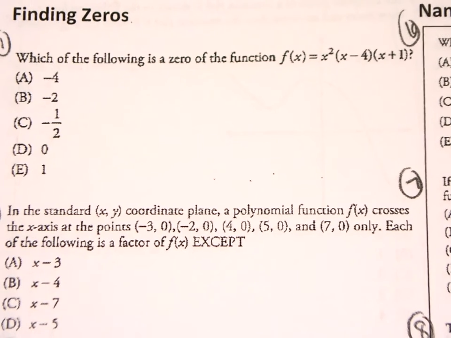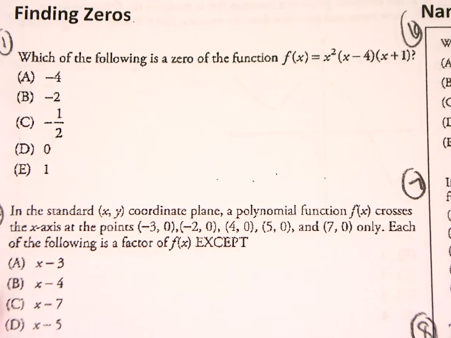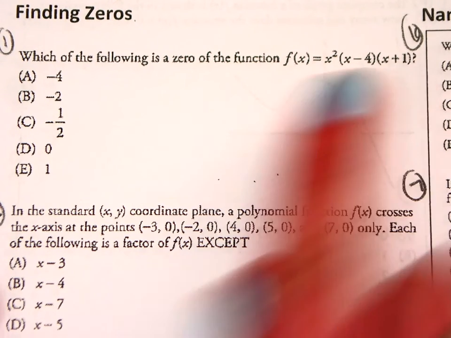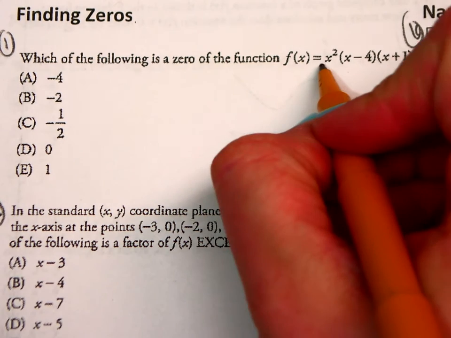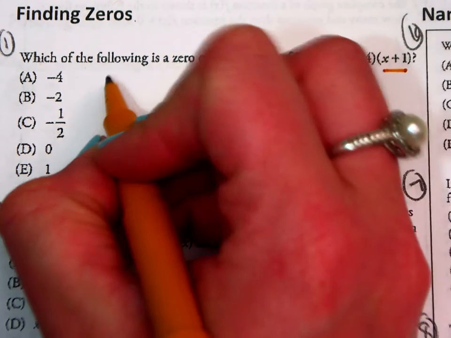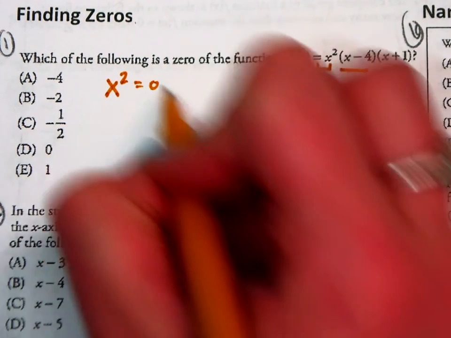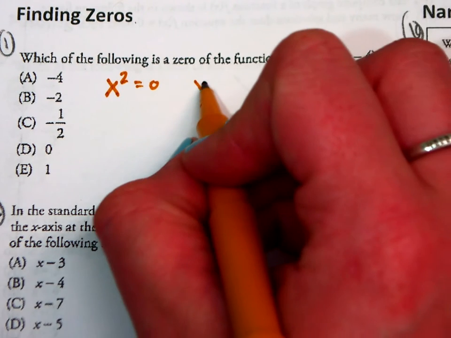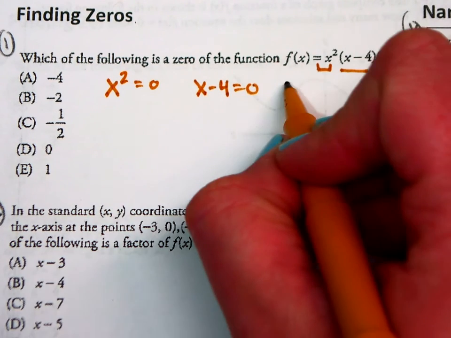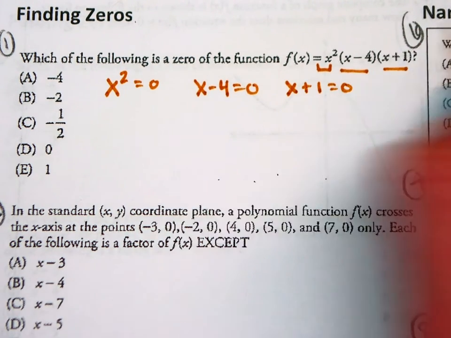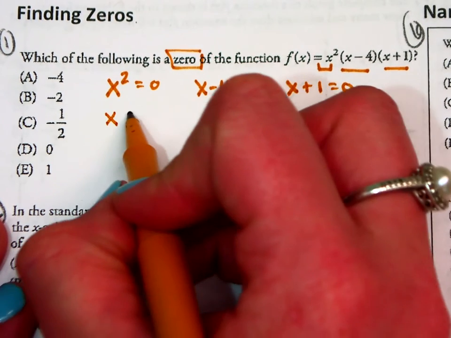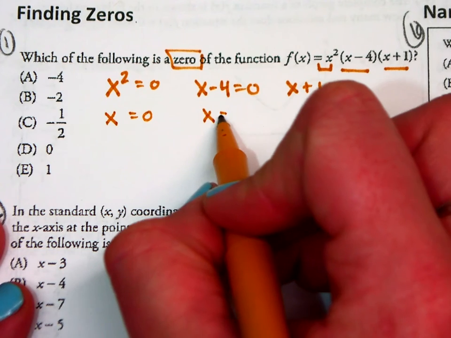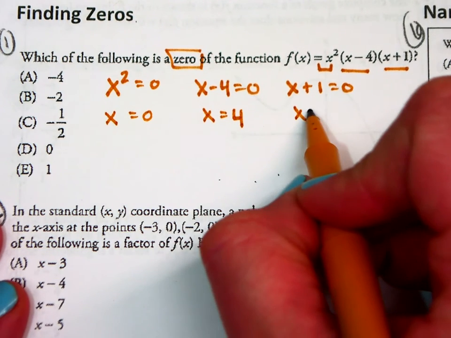It says, which of the following is a zero of the function x squared times x minus 4 times x plus 1? So what you want to do is, in order to solve each of these pieces, set them equal to 0. So we have x squared equals 0, x minus 4 equals 0, and x plus 1 equals 0. When we're trying to find zeros, we just set the functions equal to 0. So we could have a 0 that equals 0, positive 4, or negative 1.